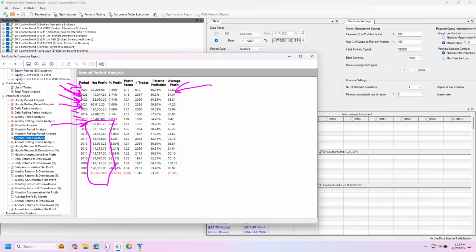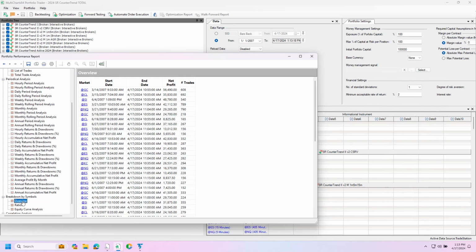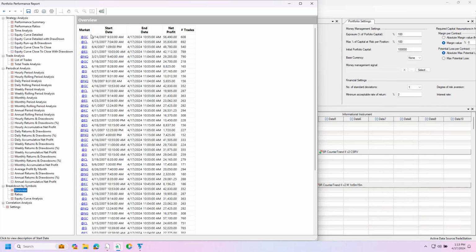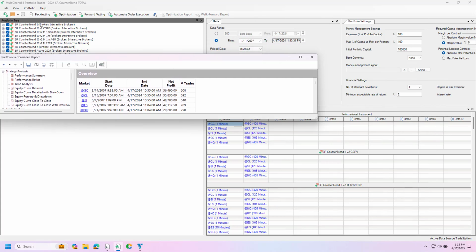I like this Multicharts Portfolio Trader because you can look at each strategy by going down here and selecting breakdown by symbols, overview, and you can see all the strategies listed here. And so these are the cycle of strategies. You see on this left-hand side, we have 8 strategies that are activated. And so these are different variations.